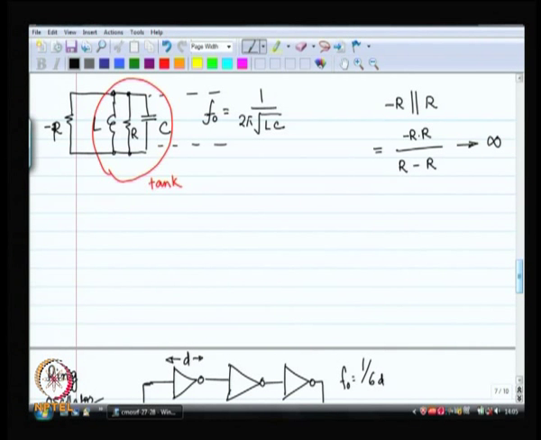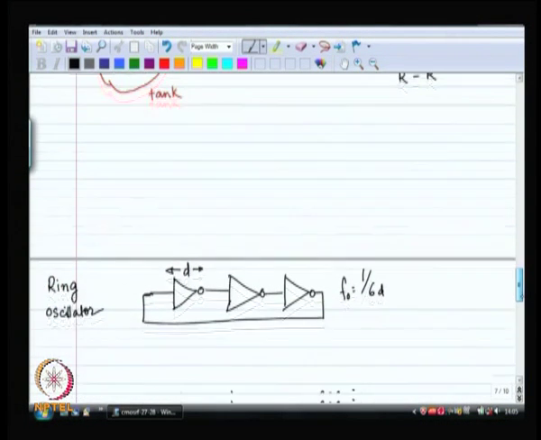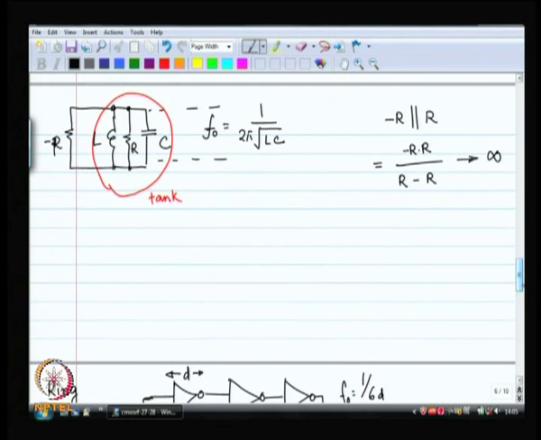Unfortunately, this will never oscillate. So, to make it oscillate, what I am going to do is create some sort of a minus R and put it in shunt with the entire tank. So, that is my plan, right. This is the most basic form of an oscillator.